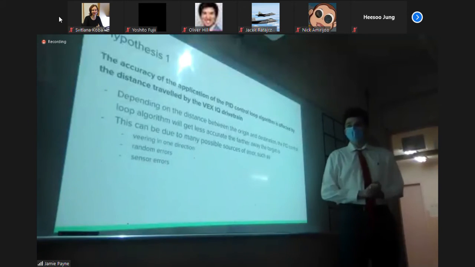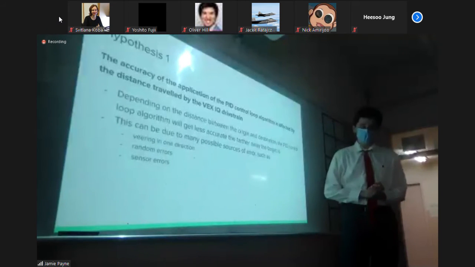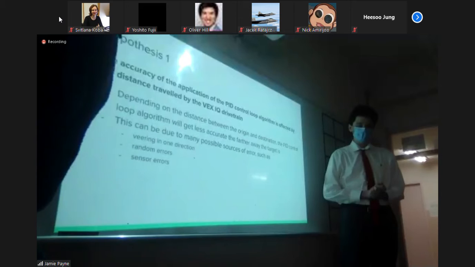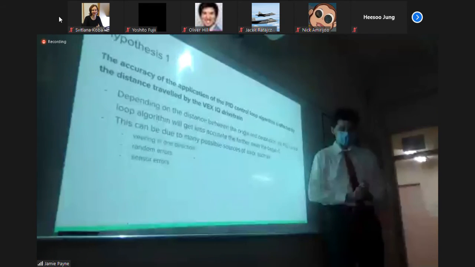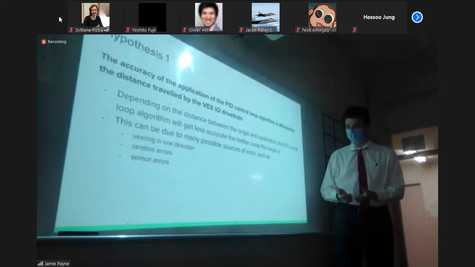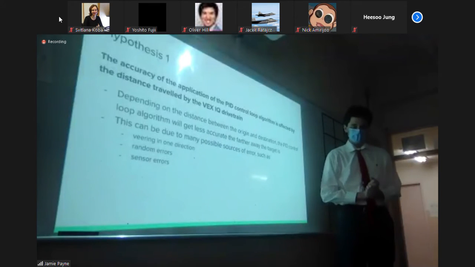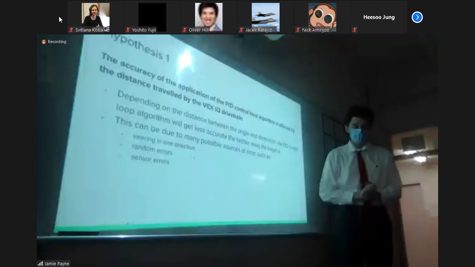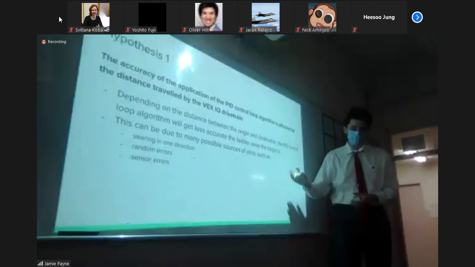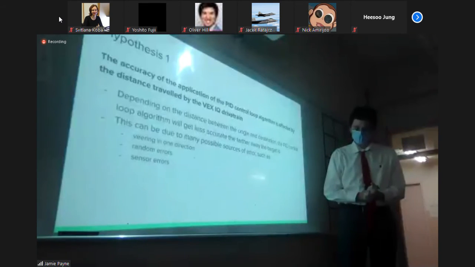This led me to two hypotheses. Hypothesis 1 was that the accuracy of the application of the PID control loop is affected by the distance traveled by the VexIQ drivetrain. This is because, depending on the distance between the origin and the destination, the PID control loop algorithm will get less accurate the farther away the target is. And this can be due to many possible sources of error, which aren't even software related.